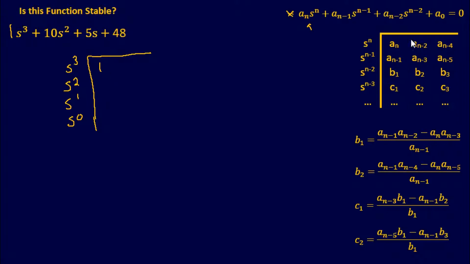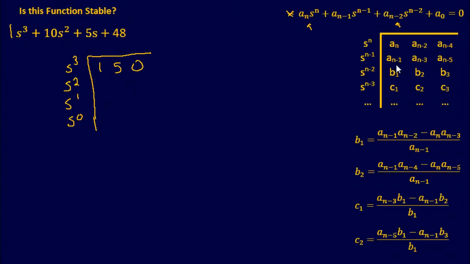Now we need a sub n minus 2, which is that guy. So it's the first and third coefficients of the characteristic equation. First and third. So that would be a 5. And since there's no S to the 4 term, that's a 0. Okay, let's go to the next row.